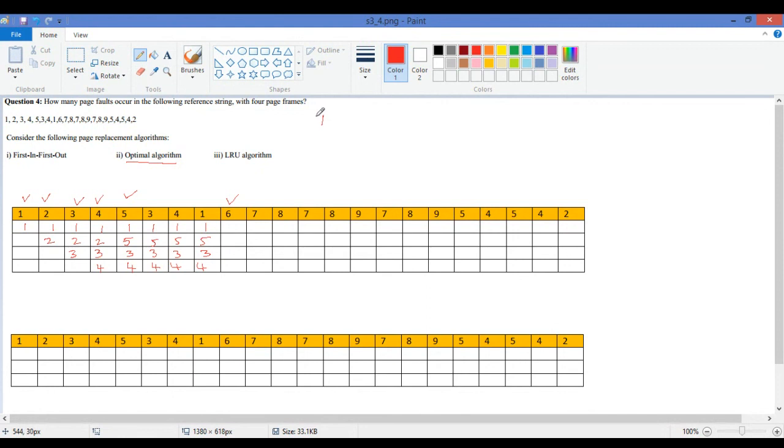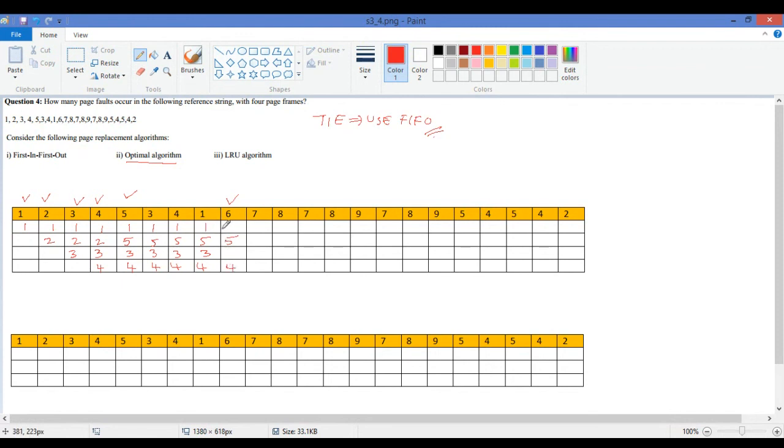So remember, in case of a tie, use FIFO, first in first out. Okay, so it means I should not replace 5 and 4. They are coming in the future, so I should not replace 5 and I should not replace 4. It means I can replace 1 or 3.